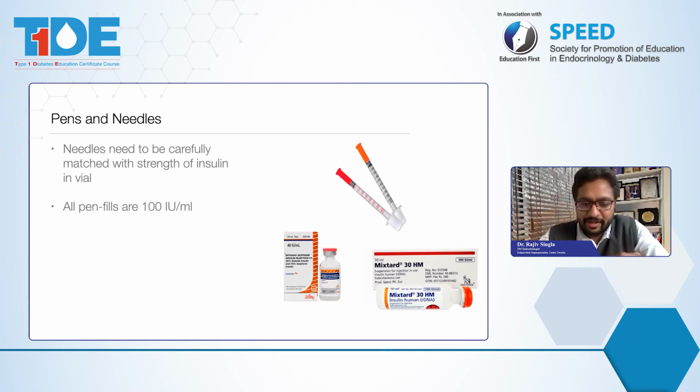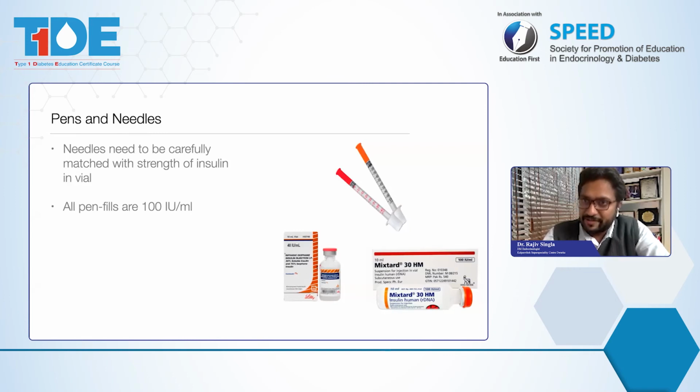So if we take a larger concentration insulin with a needle meant to be used for the lesser concentration of insulin, then the dose of insulin that we would be taking would be much more than is required. And similarly, if the opposite happens. So we need to ensure that the needle that we are using matches the preparation of insulin that we are taking.